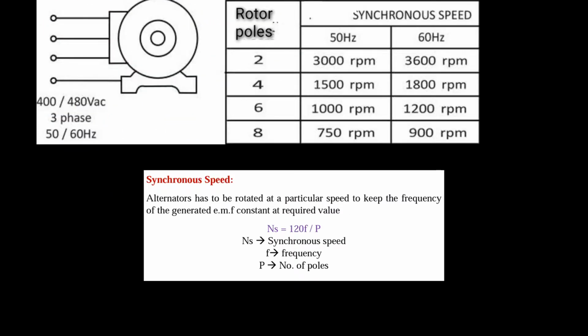Electric power is generated at 50 or 60 Hz, so the rotor must turn at a fixed speed depending on the number of poles on the machine. To generate 60 Hz in a 2-pole machine, the rotor must turn at 3600 rpm, and to generate 50 Hz in a 4-pole machine, the rotor must turn at 1500 rpm.